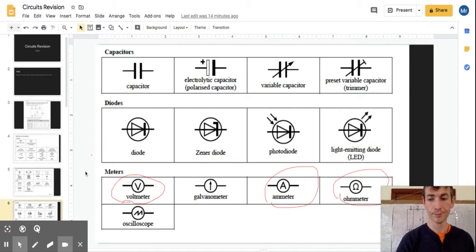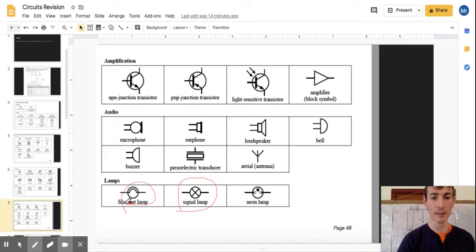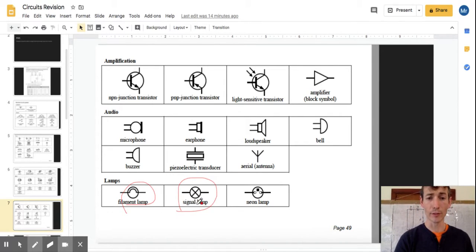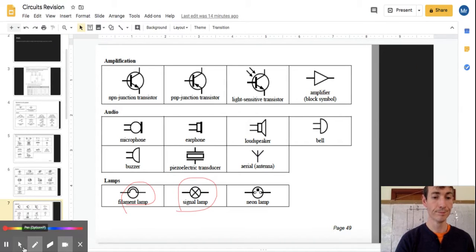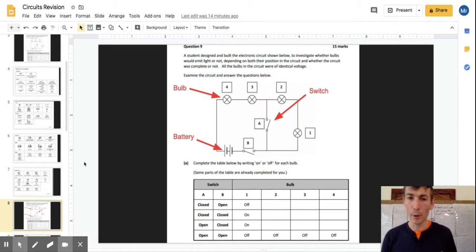Then, final ones. Okay, we've got 2 different symbols for lamps. As it happens in this circuit, we've got the circle with the cross in it. Okay, makes no difference. Right then. Now, immediately our circuit makes a lot more sense because we know that this is our battery, these are our bulbs, and A and B are our switches. Now we can begin to answer some of these questions.